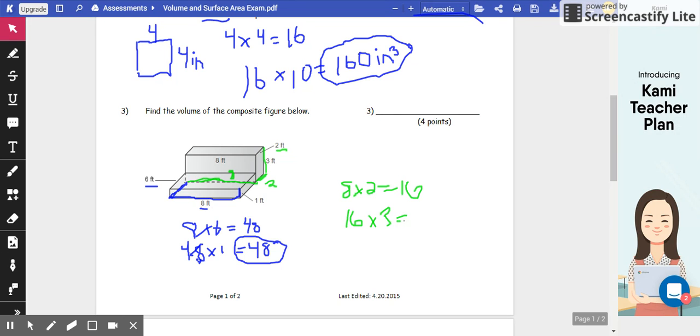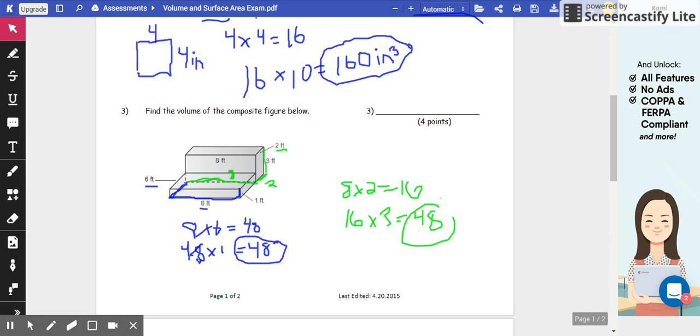So now I'm going to do 16 times 3. Let's see, that's going to give me 48. So the front rectangular prism and the bottom rectangular prism end up having the same volume, okay? But we want to find the total. So we need to add the two 48s together, and then our final answer is 96, and that would be, let's see, feet cubed.